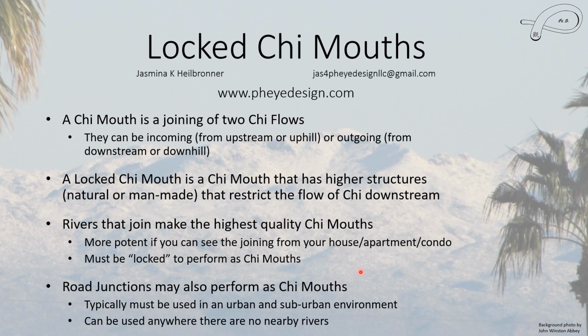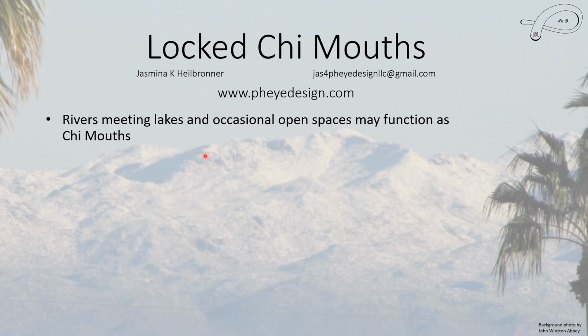Now, road junctions can also perform as chi mouths. And this is typically what most people actually have to use. They're in urban environments, even suburban environments. This may be the only thing you have, but they can be used anywhere there are no nearby rivers. Rivers meeting lakes and occasionally open spaces may also function as chi mouths.